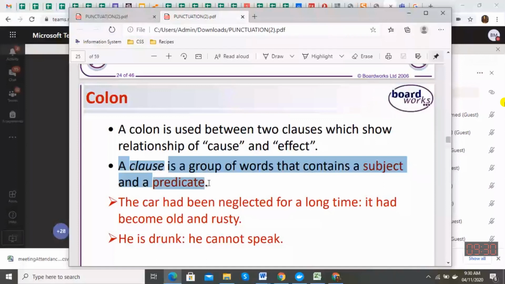He is drunk. He cannot speak. So इधर आप क्या कर सकते हैं? Here the colon is functioning as instead of some words. If we omit or erase the colon, good. But अगर हम लोग इसमें से colon निकाल दें, तो इसकी जगह so लिख सकते हैं. कैसे? He is drunk, so he cannot speak. सही है.